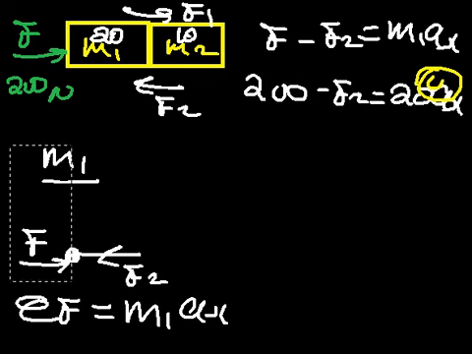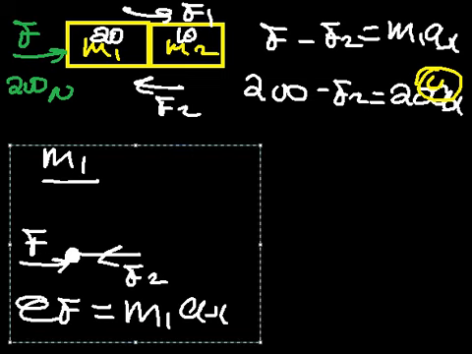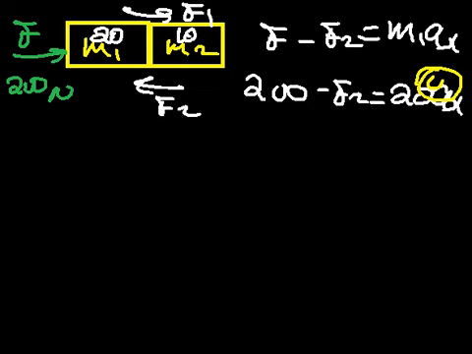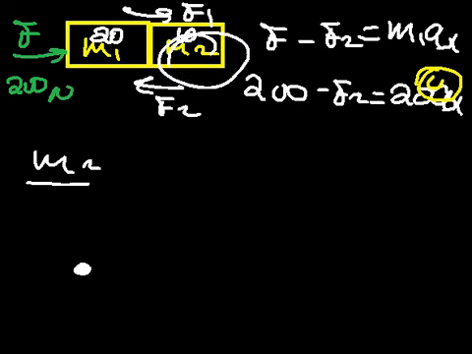Now let's go for the analysis of the forces acting on object 2. Now we'll look at M2. So what are the forces acting? This is the free body diagram, and we only have a single force acting on M2, which is given as F1, and it is acting in the direction of the motion.